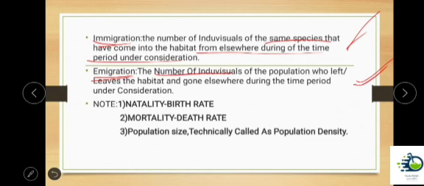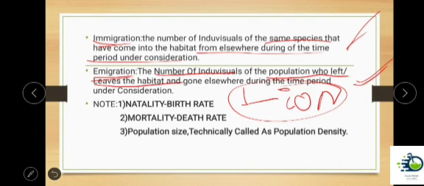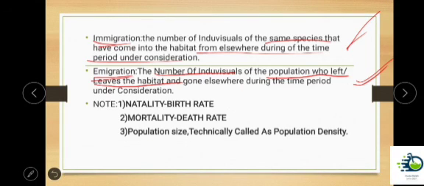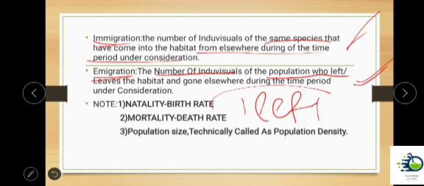Now immigration is completed, and now we will discuss emigration. It is the number of individuals of the population who leave the habitat. Let's take an example of a group of 5 lions. From that 5 lions, if 4 remain and 1 left, then in this case the 1 who left is called emigration.